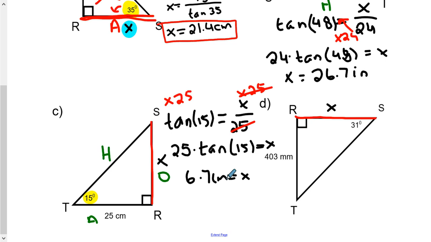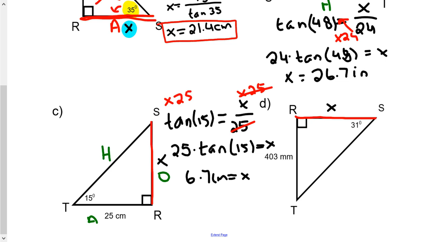So notice that we have a really small angle here, 15 degrees. So it's actually going to produce a much shorter side length. Our opposite is much smaller than our adjacent. The smaller an angle you have, the shorter of a line it produces. So that's talking about our opposite length. When we see really small angles, our opposite should be much smaller than our adjacent. When we see really big angles, our opposite might be equal to or bigger than our adjacent.